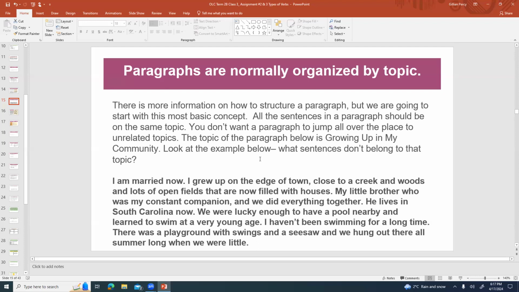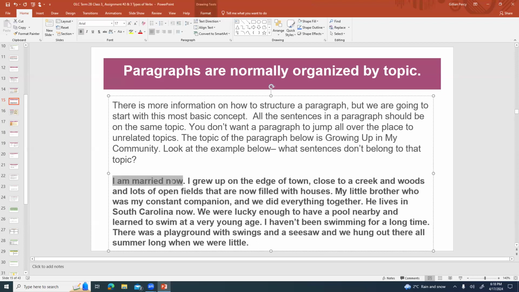So I am married now. Okay, right away, that doesn't belong because this paragraph is supposed to be about growing up. And I'm talking all of a sudden about stuff that's happening now. I grew up on the edge of town, close to a creek and woods and lots of open fields that are now filled with houses. My little brother was my constant companion and we did everything together. He lives in South Carolina now. Okay. Again, I'm suddenly talking about the present, but I'm not supposed to be. I'm talking about the past, so there's no point for this.